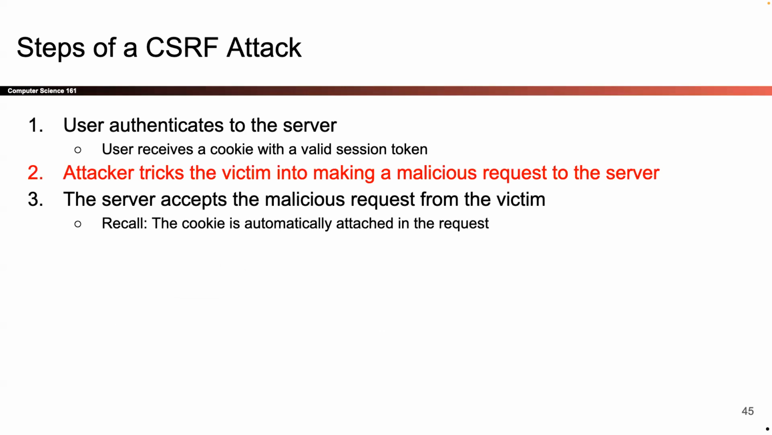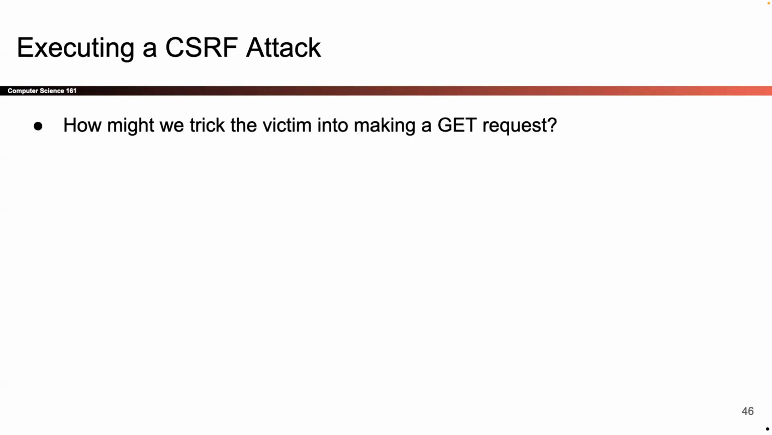Okay. So it feels like, well, easier said than done, right? How am I going to get the victim into making a malicious request? Is everyone that gullible that they'll just click on whatever link? So here are lots of different ways to do it. I'm going to split into two different categories. Suppose I want the victim to make a GET request that they did not mean to make. How would I do that? There's actually lots of different ways.